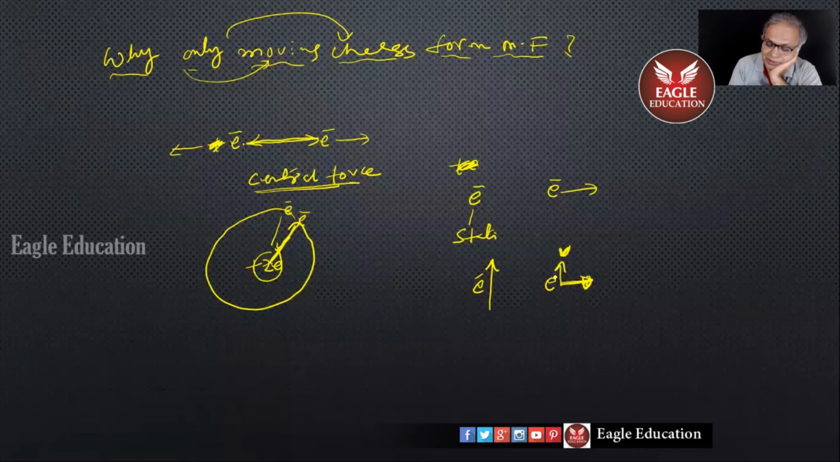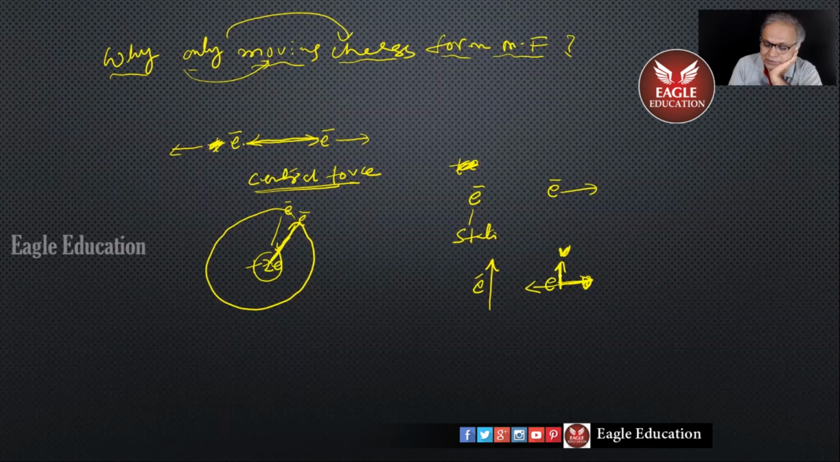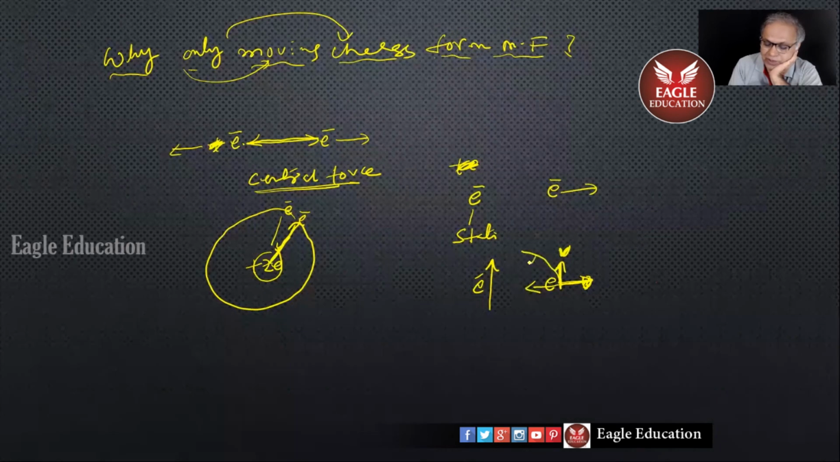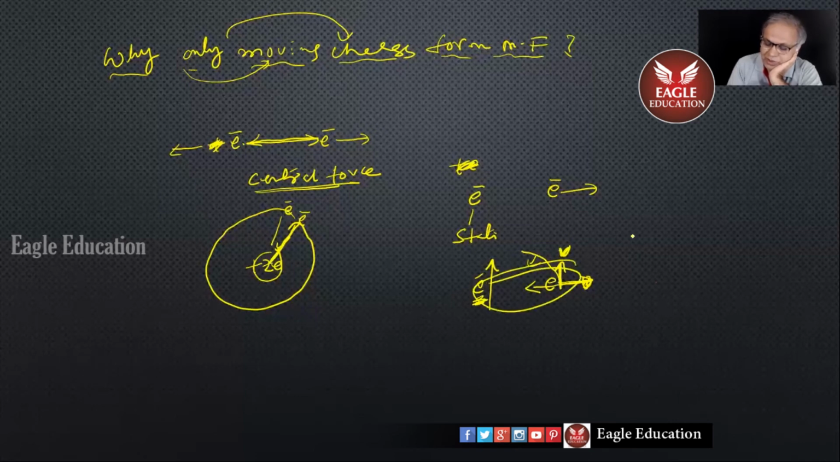For example, if the electron is going that way, this magnetic force will be this way. Like that, it goes on deflecting the electron. If this electron was stationary here, no, let me say, doesn't matter. I'll introduce it to you.